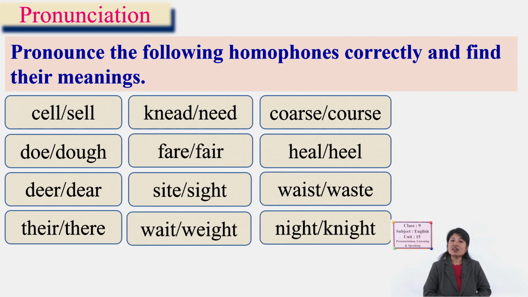Last pair of words is night and knight. This night is part of the day: morning, day, evening, night. This is part of the day. And the other, K-N-I-G-H-T, knight, is a soldier. So this is the difference in the meaning, night and knight. Okay, we have come up with all the differences in the meaning.